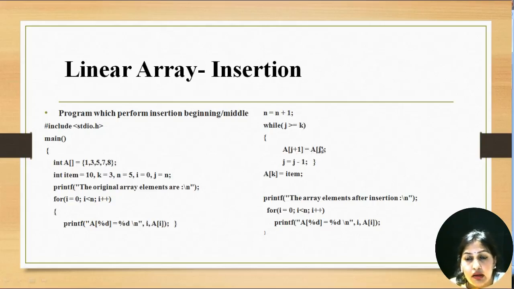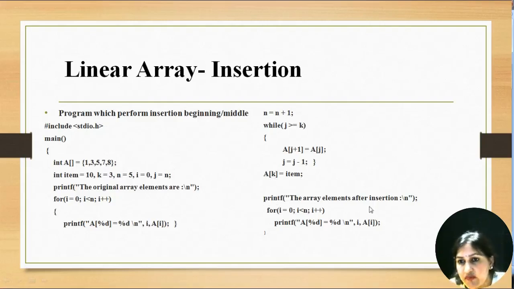At every iteration, the value at A[j+1] gets the value from A[j]. That is, you can say that the value at the jth index is transferred to the (j+1)th index. The value of j is decremented, and when the location k gets vacant, the new item is inserted at that location.